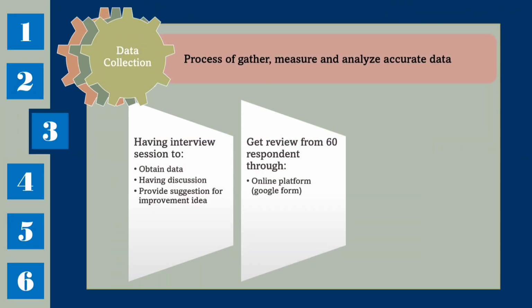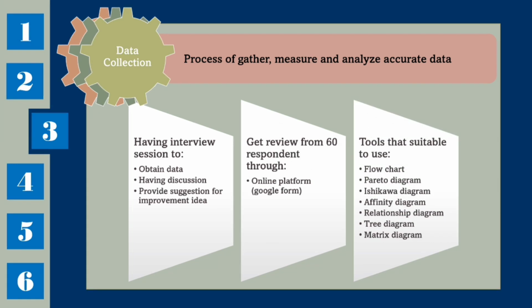Next is data collection. Data collection is the process of gathering, measuring, and analyzing accurate data. In this data collection, we had an interview session with the line leader of JABIL company, Mr. Afiq Huzaifah, to obtain the data, have a discussion, and provide suggestions for improvement ideas. We also decided that the suitable tools to solve problems related to quality are flowchart, Pareto diagram, Ishikawa diagram, affinity diagram, interrelationship diagram, tree diagram, and matrix diagram.